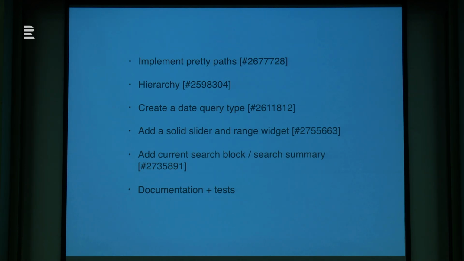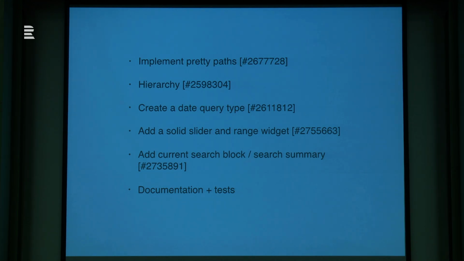We need to add, or we are going to add a slider and a range widget. That's actually functional right now and is being worked on right now by Matthias because he needs it to do Search API Geo, which is also not yet done, but to effectively use Geo, you need to have a slider, so he's creating that.